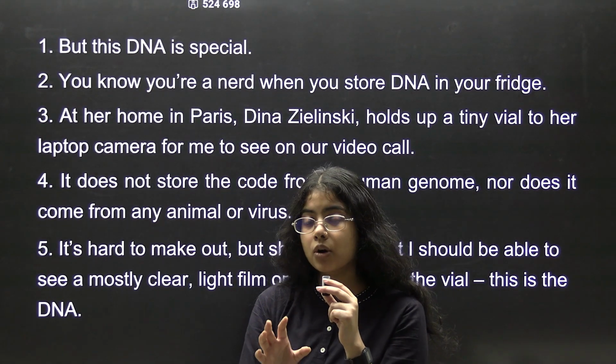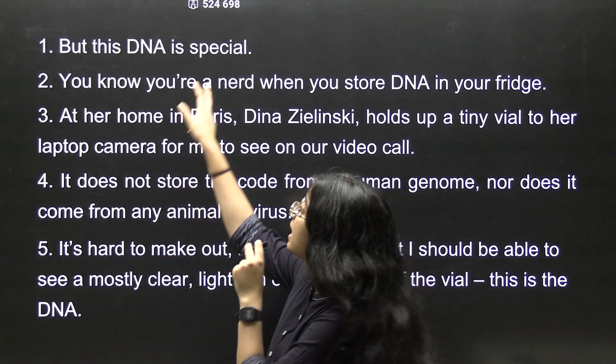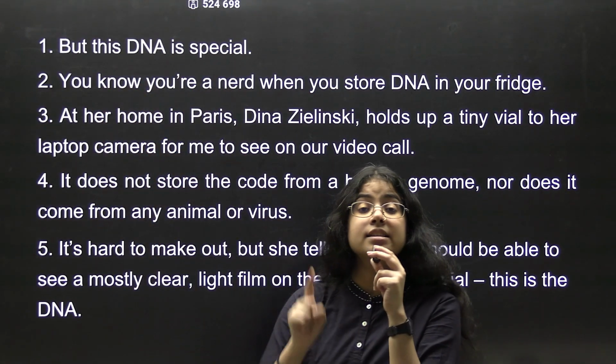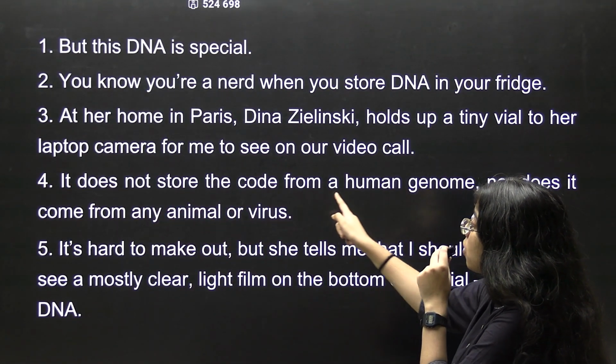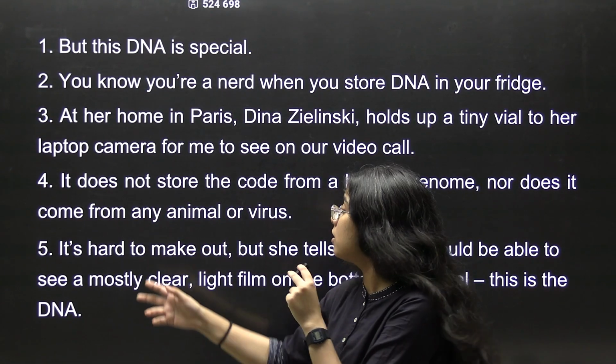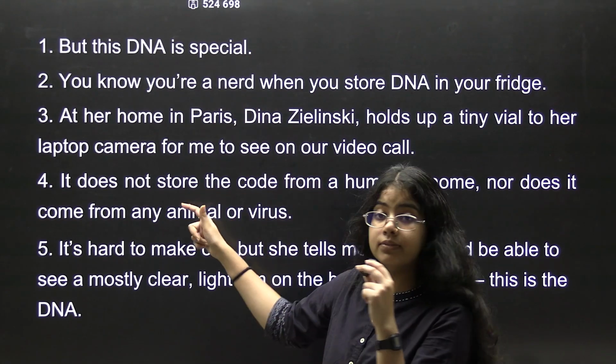This is a pure cause and effect relationship, assertion and reason. Here is your assertion: this DNA is special. How is it special? Because it does not store the code from a human, animal, or any other virus. So 1 should come first and then 4.